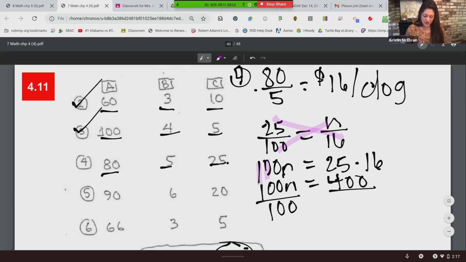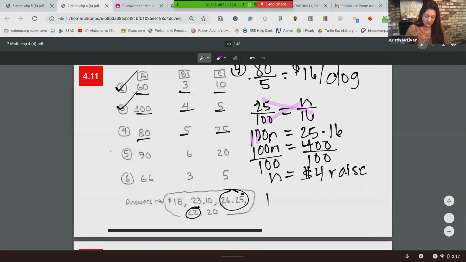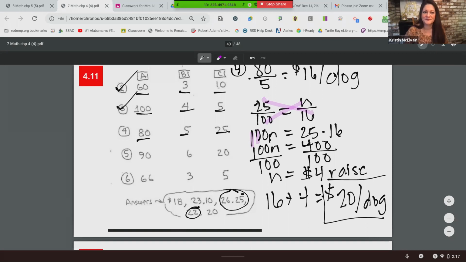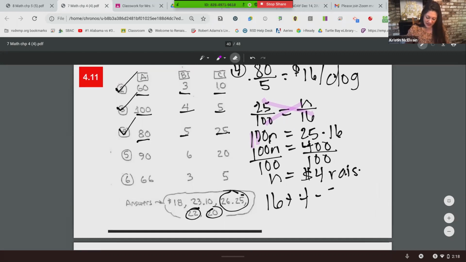All right, so it looks like Martin has a $4 raise. Okay, so we're going to add that on to the original $16 per dog. 16 plus 4. So in this instance, he's back to $20 per dog. There. Okay. So there is our $20, and that's number 4. All right, moving on to number 5.